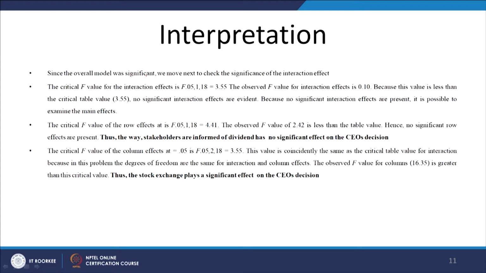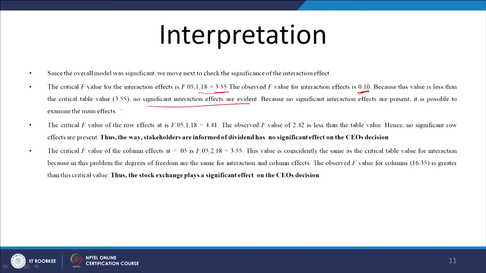Since the overall model was significant, we move next to check the significance of the interaction effect. The critical value for the interaction effect is 3.55. The observed F value for interaction effect is this much. So, this is my table value, this is my observed. Since the calculated value is less than the table value, no significant effects are evident. So, the interaction effect is not there, and remember, when there is no interaction effect, the researcher should move next to the main effects. Because no significant interaction effects are present, it is possible to examine the main effects.